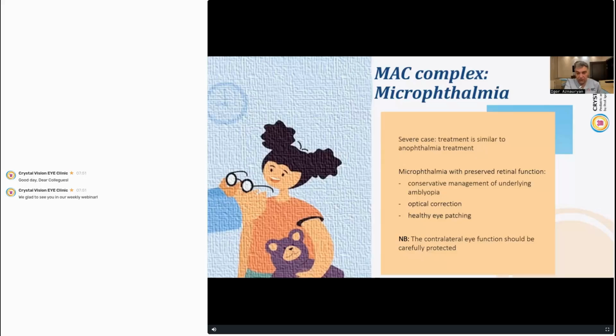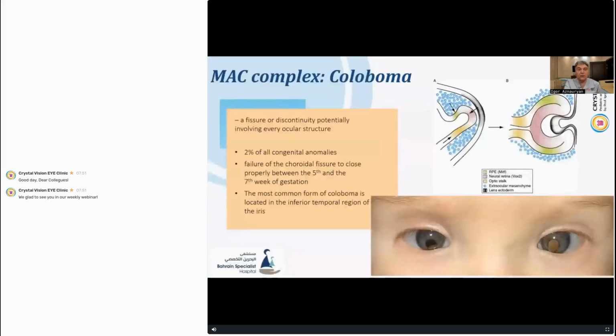Well, coloboma, yes, coloboma is the third problem in this MAC complex, which is known to be related to the failure to close the eye cup during the second month of pregnancy, about 1.5 to 2 months. Then a certain failure occurs, and coloboma appears. Coloboma can be very varied. It can be complete, it can involve the optic nerve, and it can also involve the macular area.